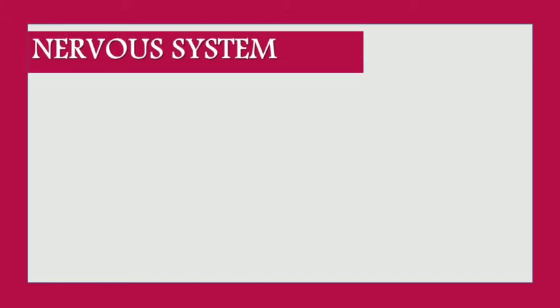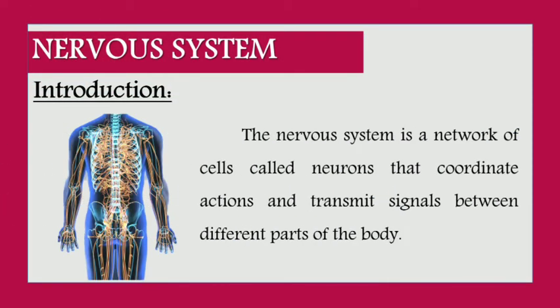First, let's see about introduction of nervous system. The nervous system is made up of vast neural networks of cells called neurons that coordinate action and transmit signals between different parts of the body. It also helps to enable thinking, language, feeling, learning, memory, and all function and sensation within the body.